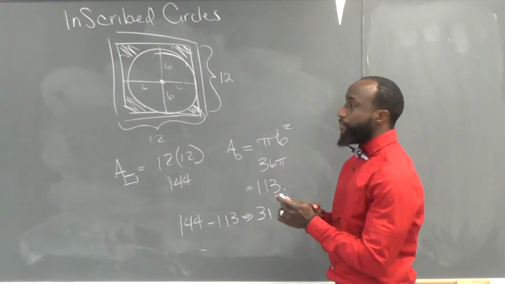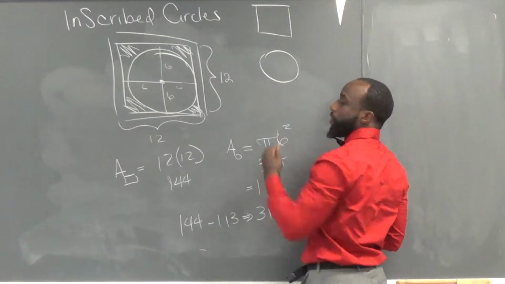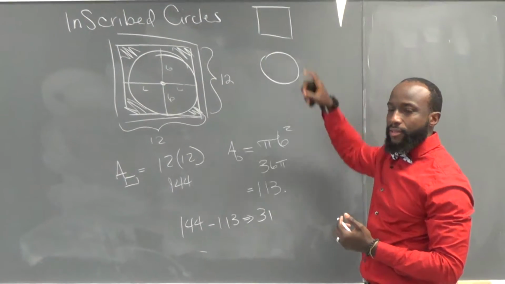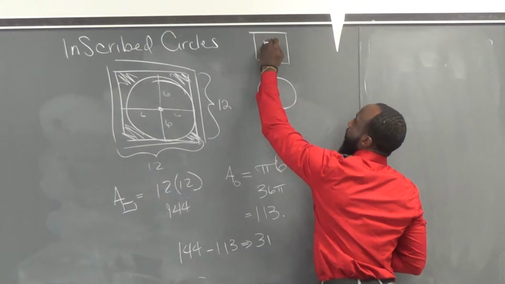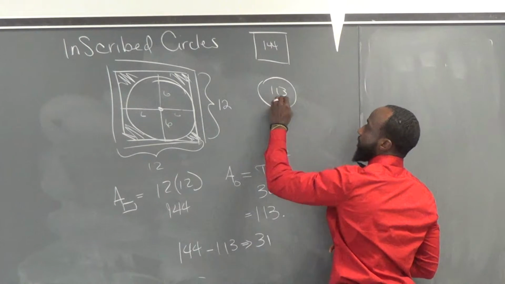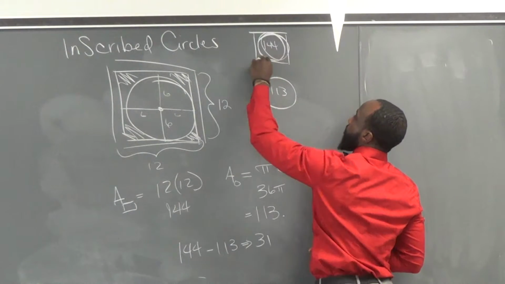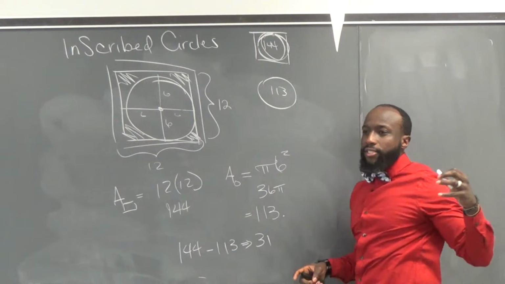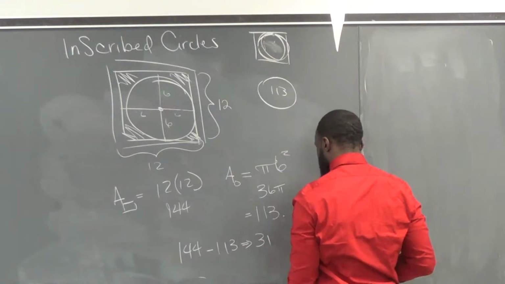So we took the area of our circle and also our rectangle. Where did the 31 come from? It came from this being 144 and this being 113. You're pulling this circle from the rectangle, pulling 113 from 144, basically. So that's how you get that.